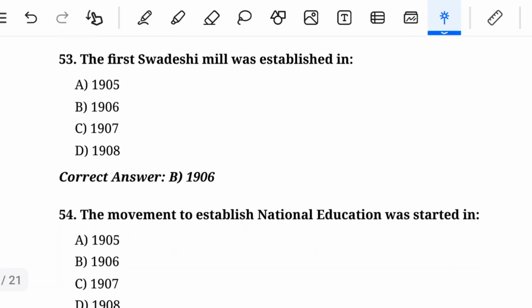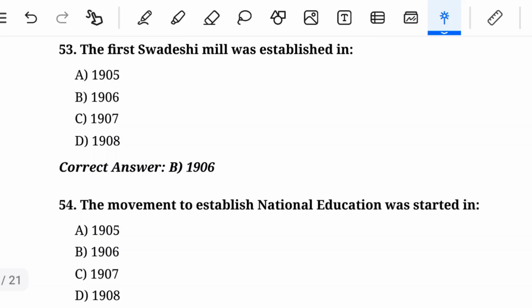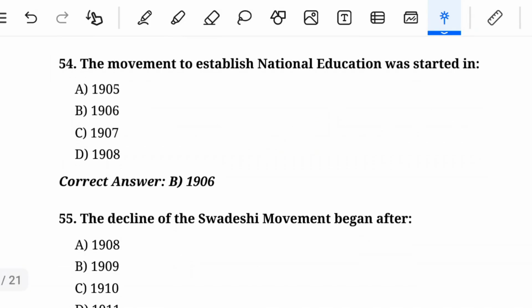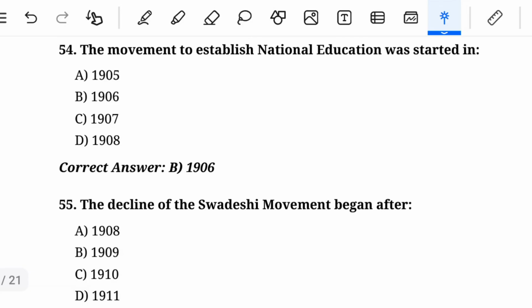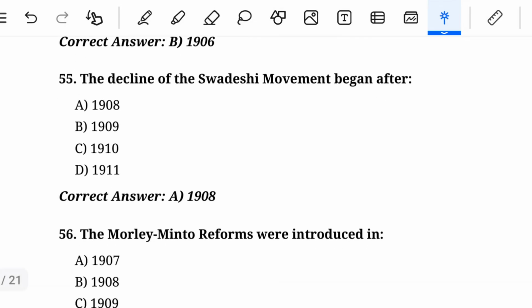The first Swadeshi mill was established in: A. 1905, B. 1906, C. 1907, D. 1908. Correct answer, B. 1906. 54. The movement to establish national education was started in: A. 1905, B. 1906, C. 1907, D. 1908. Correct answer, B. 1906.